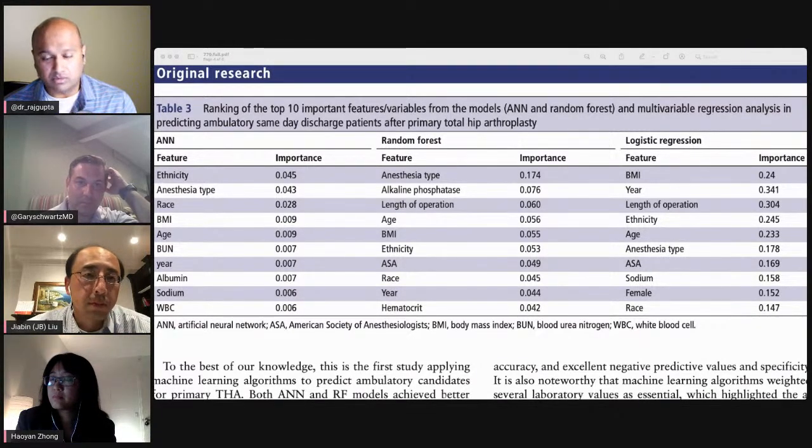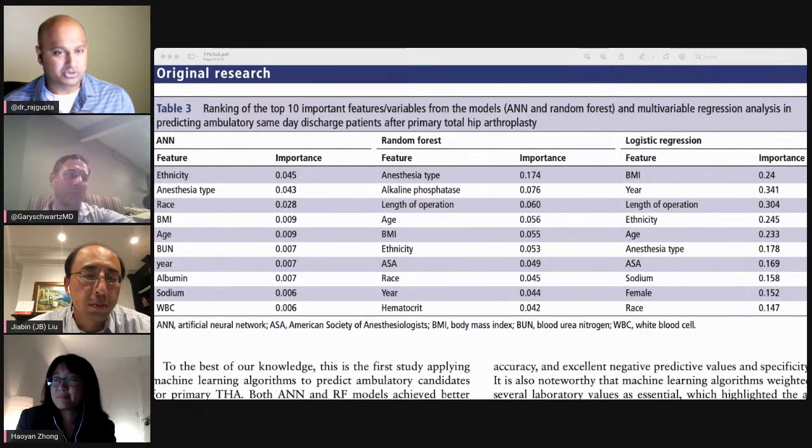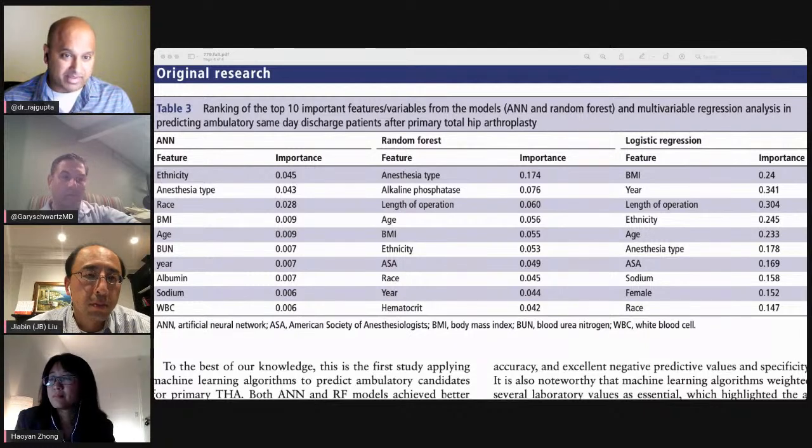Albumin, I know there's a lot of growing literature on prehab and nutritional status, looking at albumin levels and the inadequacy of people's nutrition going into major surgery, and albumin is a surrogate for that. So is that part of why that's popping up in the neural network as a variable? So there's a lot to do with this down the road.